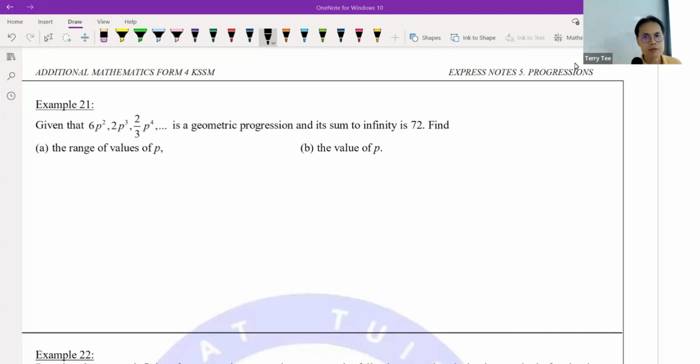You see there's a sum to infinity. For this progression, the sum to infinity is 72. How do you find the range of values of p? So number one, let's find out your common ratio. We know the common ratio is 2p cubed divided by 6p squared, which is p over 3.